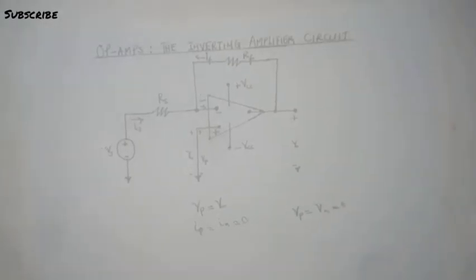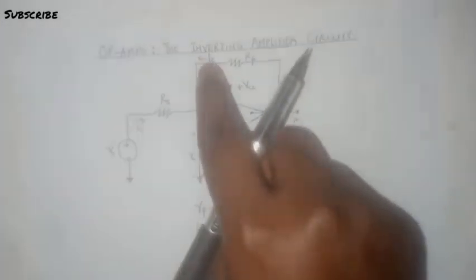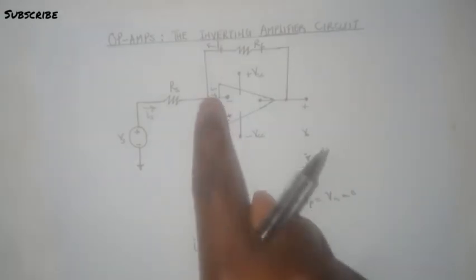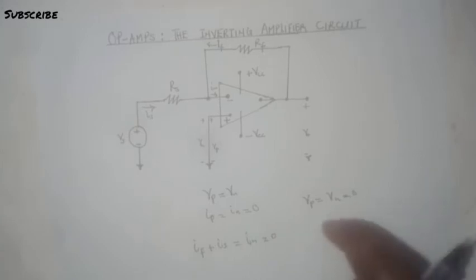So, we can write a node equation here, and writing the node equation, we have the value of If and we have the value of Is. So, If plus Is sum out to be In. And recall that In is equal to 0.